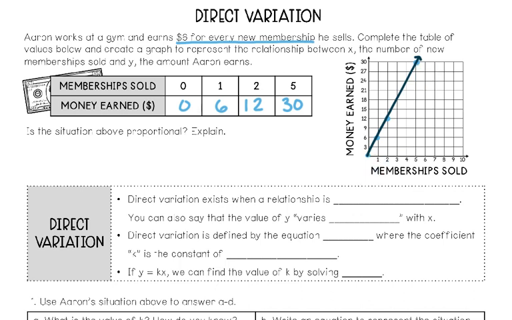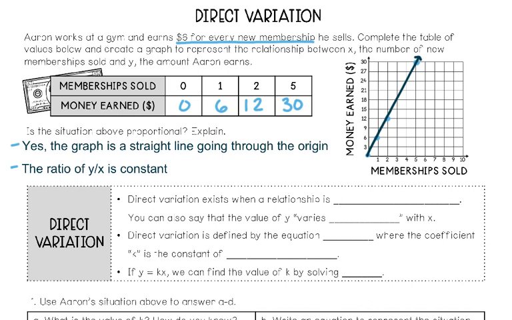That is what makes a relationship proportional. If a graph is proportional, it's a straight line that goes through the origin. But you didn't need the graph to show you this was proportional. You probably knew from the table. It started at 0, 0. It went up 6 for each membership. Even whenever there were 5 memberships sold, it was still 6 times 5 made 30.